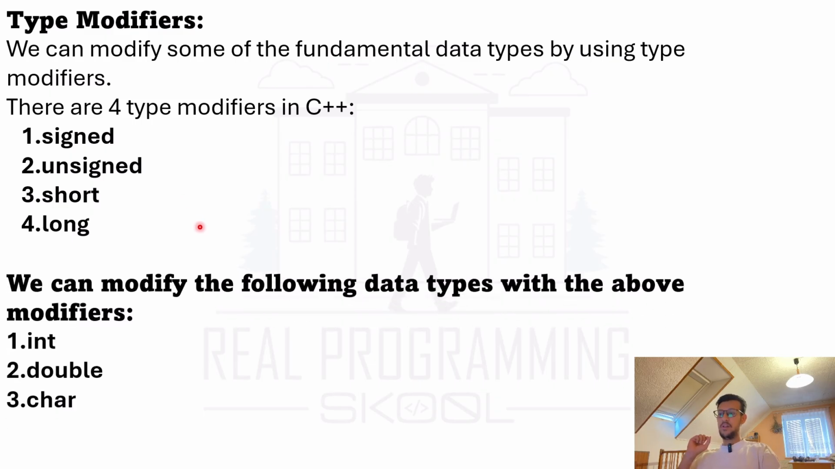We can modify the following data types with the above modifiers: integer, double, and char. These are the 3 data types that we can modify. We can modify the integer range, the double range and the character range. We cannot modify float, boolean, void, string, and also wide character. So we just have 3 data types that we can modify, and these 3 are under fundamental data types, as we covered in the beginning of this lesson.